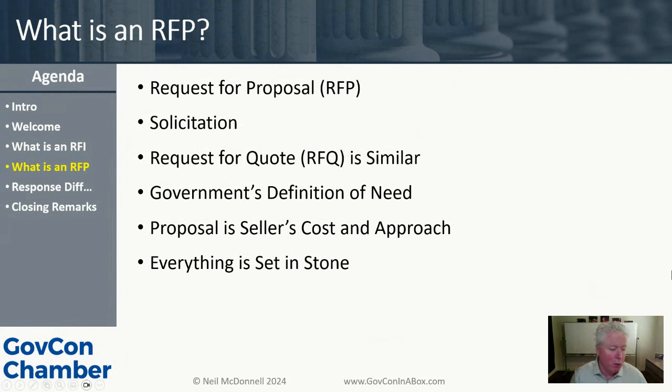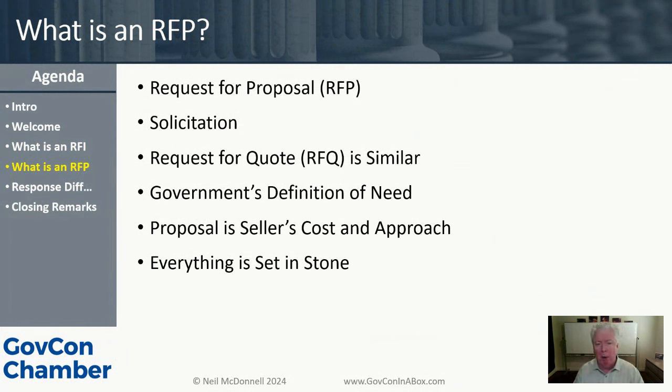Okay, so contrast that with what is an RFP, a request for proposal. I put it a little farther down that there's also, you might hear a request for quote. The big difference between a request for proposal and a request for quote is how much the government already knows about the need or the solution, right? And so we'll come back to that in a minute.